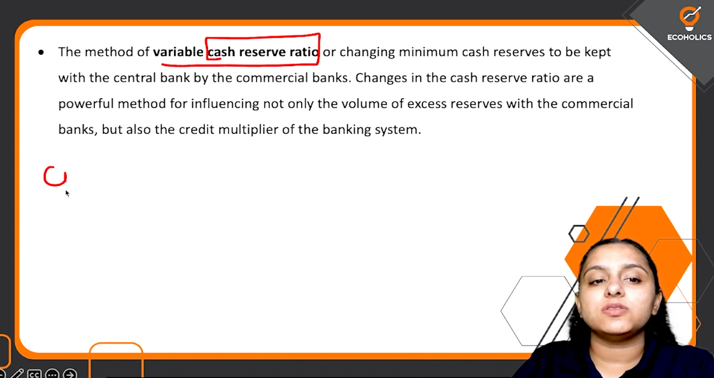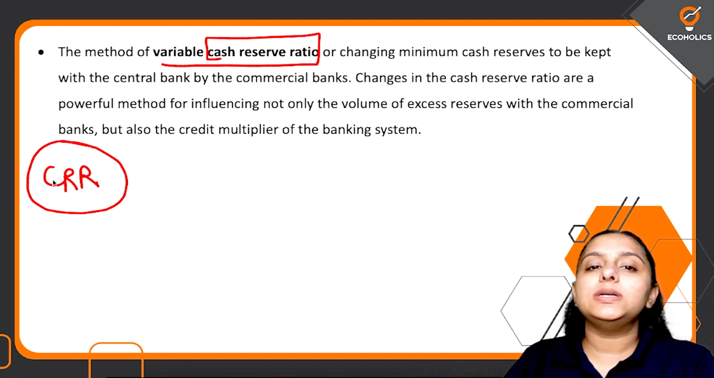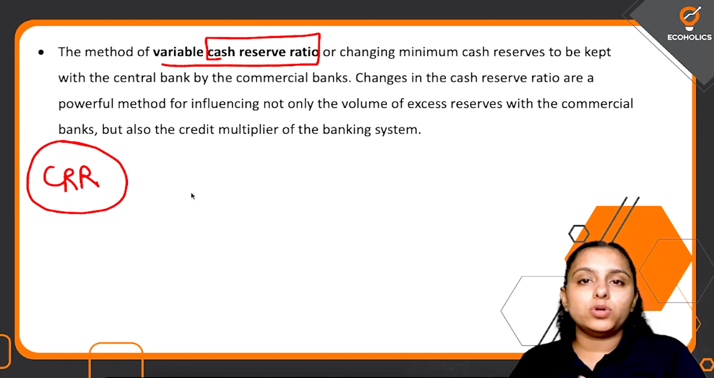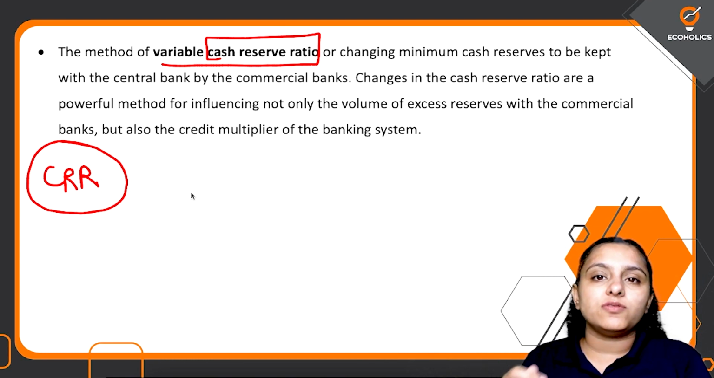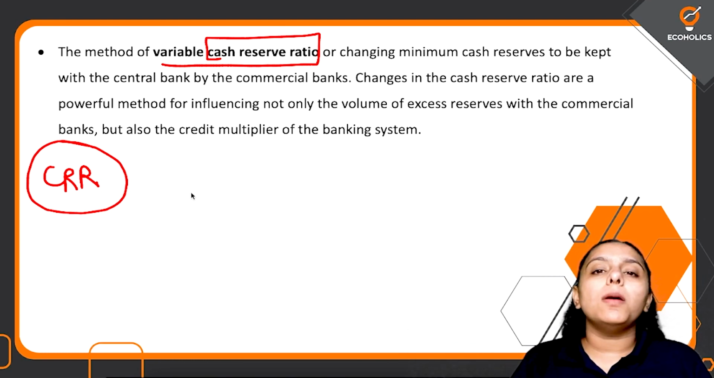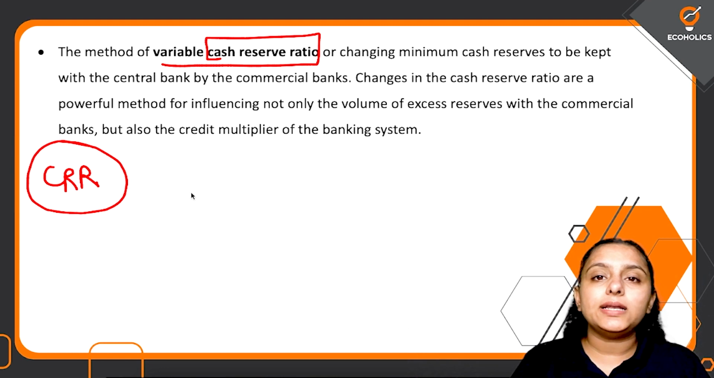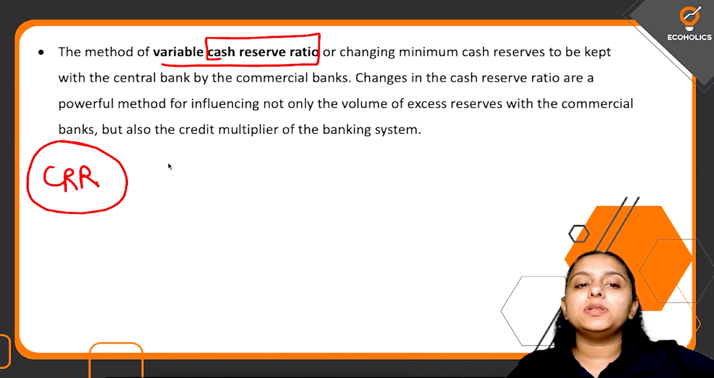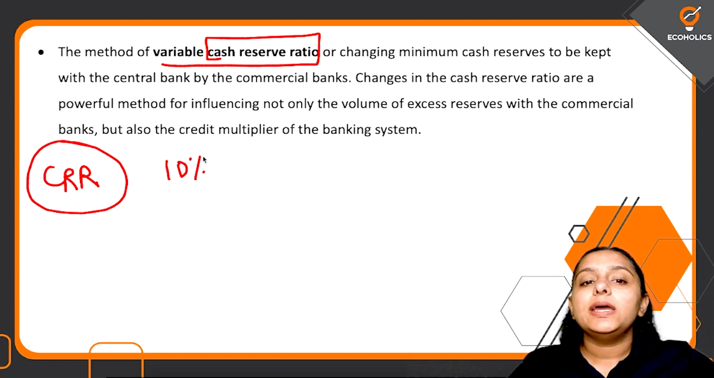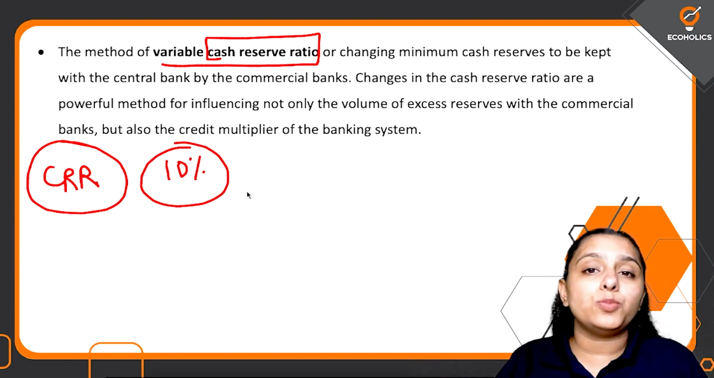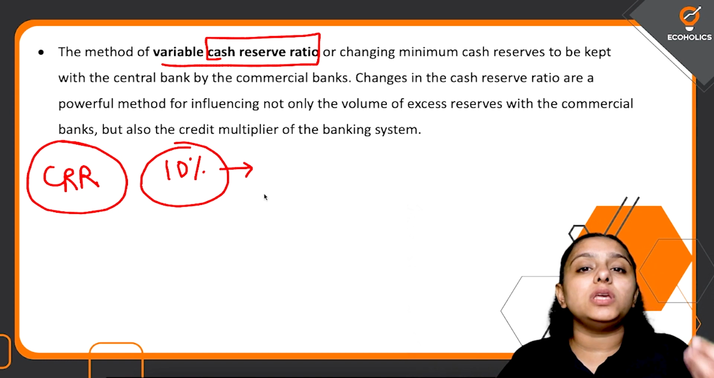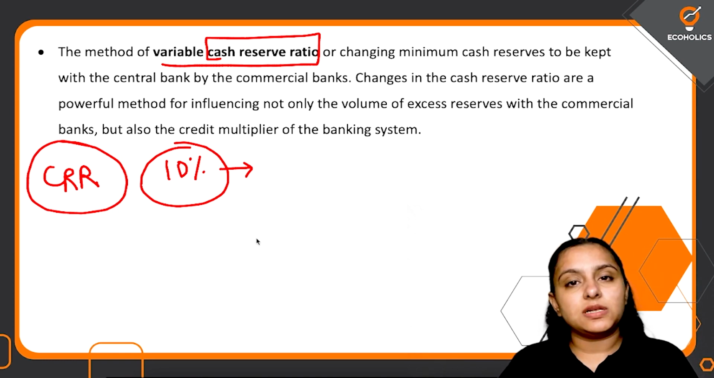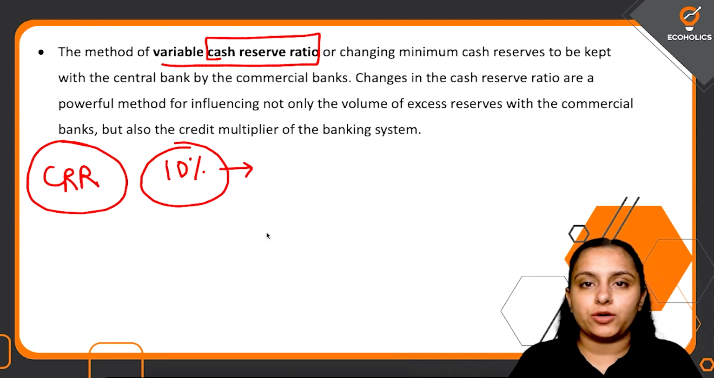The third method is about the cash reserve ratio. What is cash reserve ratio, also popularly known as CRR? Cash reserve ratio means that out of the total deposits a commercial bank has received, a certain amount of money they need to keep with themselves as a reserve. For example, if the CRR is 10%, it means that out of all the deposits they have received, they're required to keep 10% of the money with themselves, and they cannot lend that 10%.